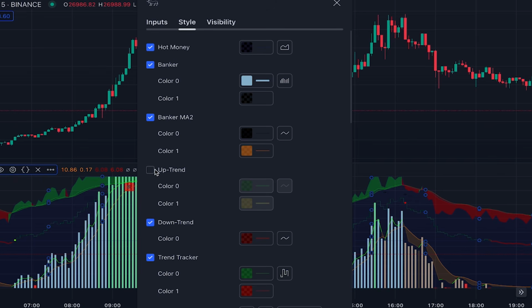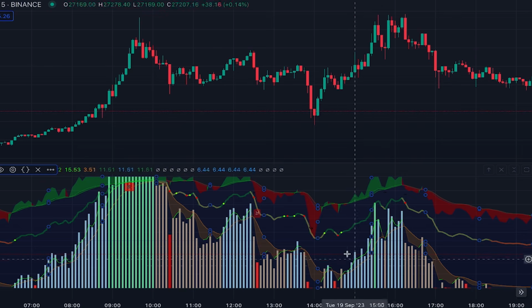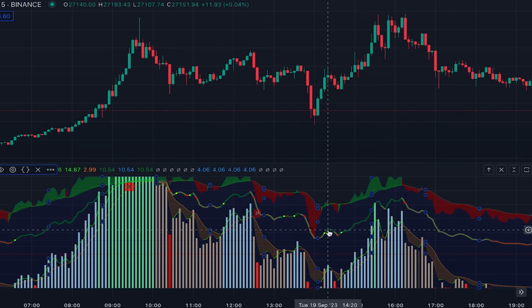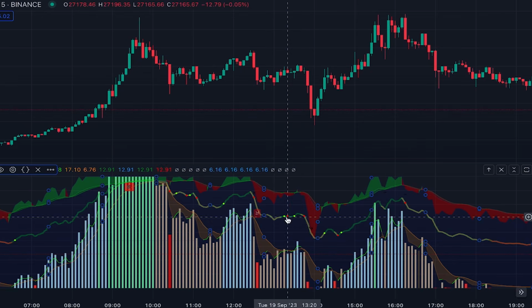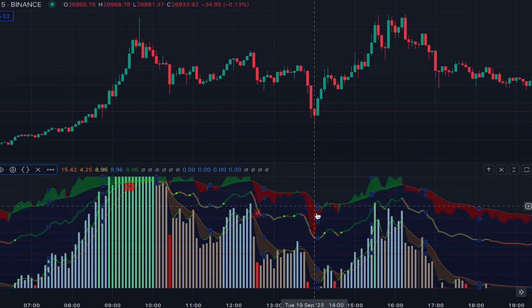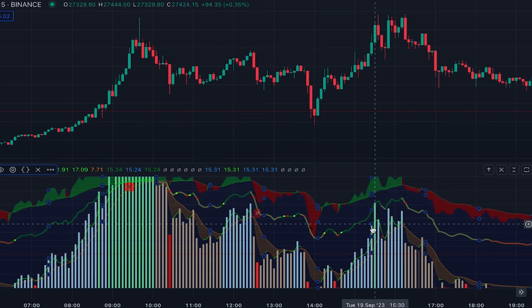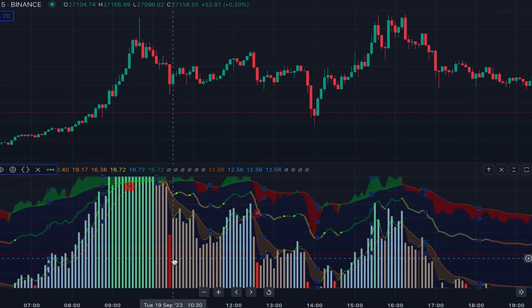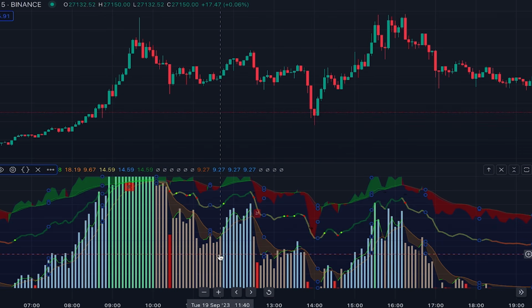We have also a line here which is called trend tracker, and let me also turn on the uptrend. So we have both of uptrend and downtrend, and we have also these signals that are in the form of small green and red dots, and they are actually based on these momentum changes. As I said, our focus here with this indicator is on this histogram that can show us entry and exit of large traders.